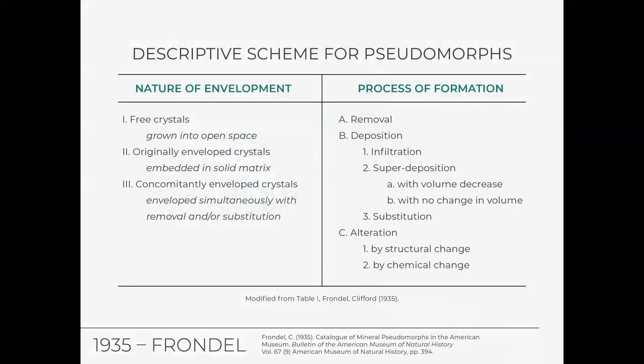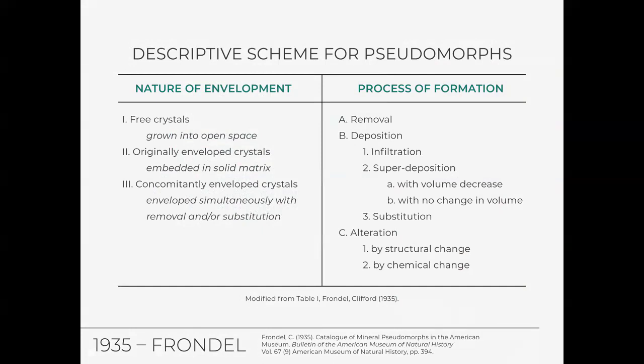Now, Frondel does not attempt to build a classification scheme for all pseudomorphs. Instead, he creates a descriptive scheme. This is very clever because you can start to see these relationships between these different types of pseudomorphs. He then goes on to give the catalog of the American Museum using this schematic.